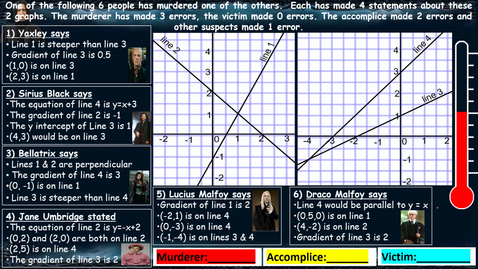So let's look at Malfoy. He says line 4 would be parallel to y equals x. So we need to be able to plot that. So this is practicing your plotting graph skills. Go through all the suspects, guys. This is really good interleaving practice for you.